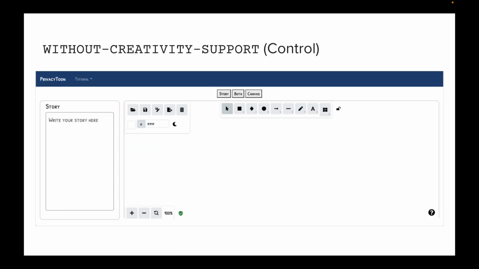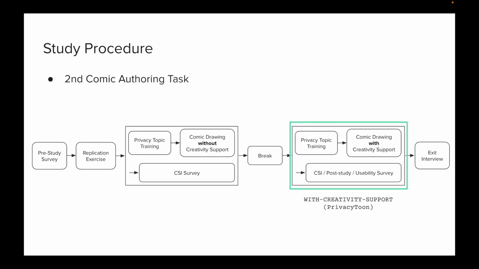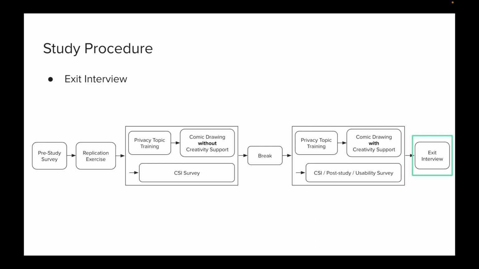After reading the article, they first used this interface without creativity support to create comics, and then after a break, they went through the same process of reading an article and then creating a comic about the concept in the article using PrivacyToon. And the study ended with an exit survey, where participants were asked to elaborate on their experience and responses to the survey questions.